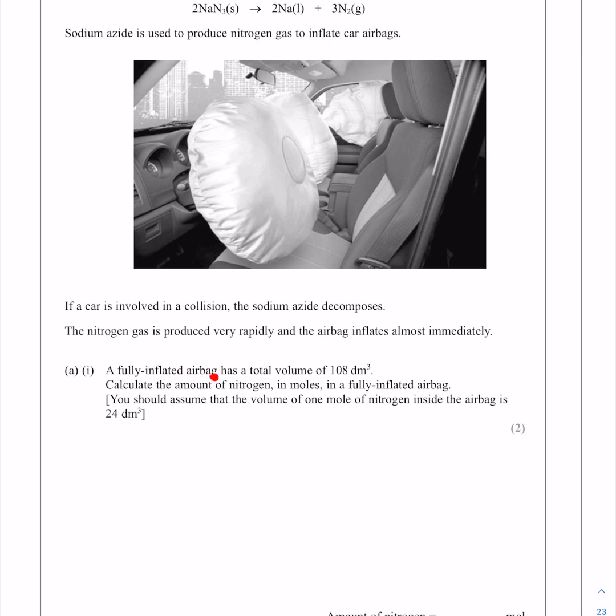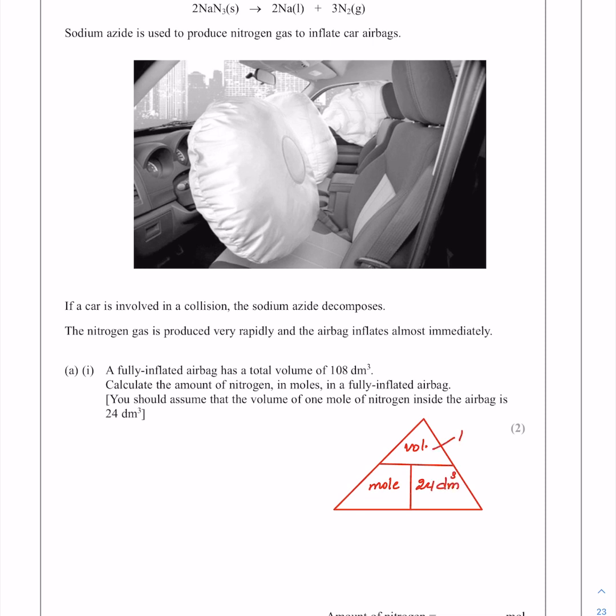A fully inflated airbag has a total volume of 108 cubic decimeter. Calculate the amount of nitrogen in moles in a fully inflated airbag. And you should assume that the volume of 1 mole of nitrogen gas inside the airbag is equal to 24 cubic decimeter. طيب احنا عندنا الرول المولز is equal to volume of gas over 24, moles is equal to volume over 24 cubic decimeter.